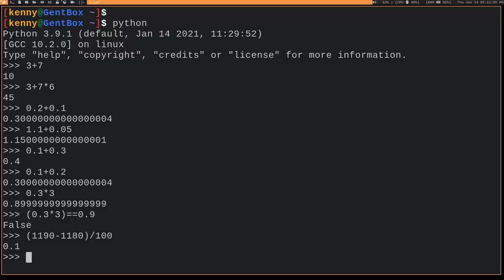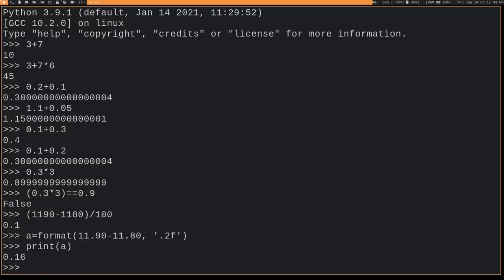Another option would be to use Python's format option to represent it as a string. And that way you can just cut it off at whatever the necessary decimal point is. So the way that we would do this with the same transaction is like this. We're defining variable A, and then we're using the format function on 11.90 minus 11.80. And then this is where we're saying to format it out to the second decimal place. Since we did it as a variable, we can print A to see what its value is. And then we see that A is 0.10.